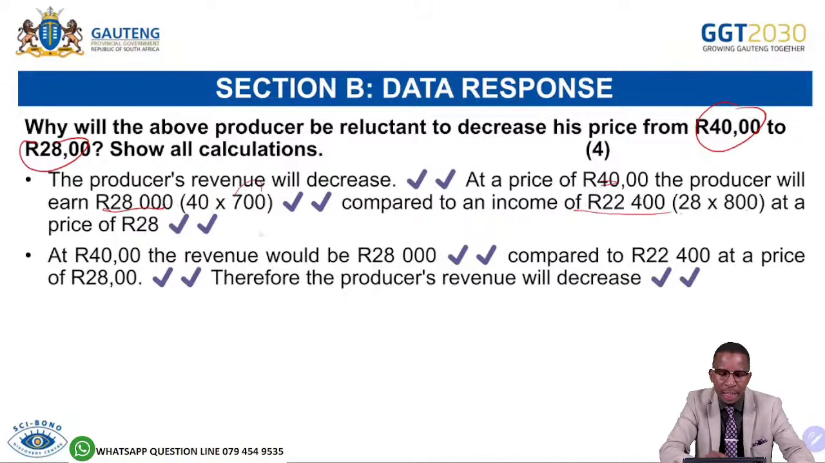Then how much is the revenue that was lost? You simply say 28,000 minus 22,400. Then you get the difference that was lost by the firm in terms of what we call total revenue. So the firm will always be reluctant to lower the price under oligopoly, or even increase the price above the collusive price, because it will be losing its total revenues.